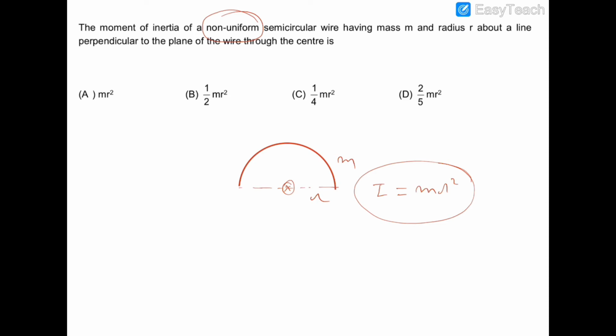So if the mass is distributed non-uniformly also, then the moment of inertia would remain the same, because if we divide each small particle of the ring into point masses, then we can see that the moment of inertia of each of that point mass about this axis would be mr square. So when we add up all the moment of inertias of each element, the total moment of inertia would be mr square, where m is the mass of the ring. So the correct option would be option number A. Thank you.